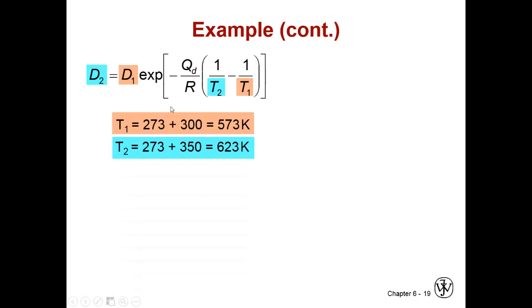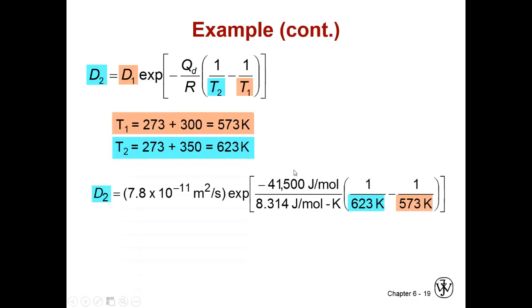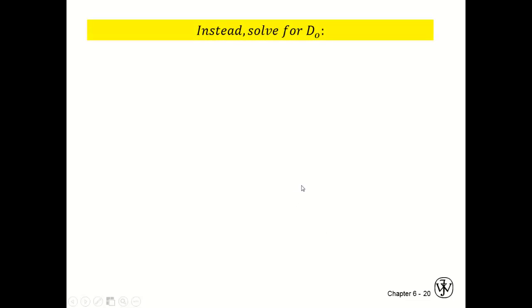We plug these numbers in, and we end up with D2 equals this. Now, I have a second way of doing this, which will get us the same answer. Instead, I want to solve for this pre-exponential. So I'm going to use just the first equation first, and then use the equation again with the second temperature next.